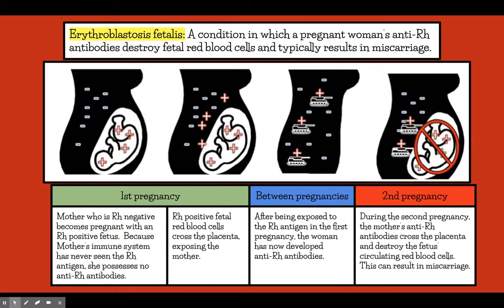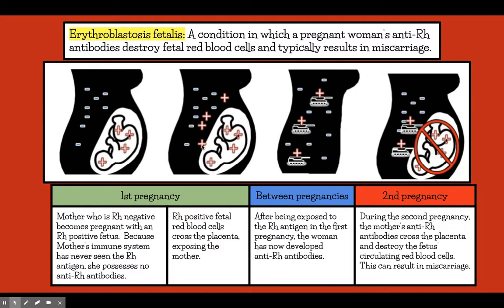Now let's take a look at this model. This is an example of what happens when a woman has a first pregnancy. We see what happens between, and then she becomes pregnant again. During the first pregnancy, we see that mom is Rh negative. That's what these negatives mean. Baby is Rh positive. So mom does not have any antibodies at first. If it's her first pregnancy, we can assume she hasn't been transfused. She's never seen Rh antigen.